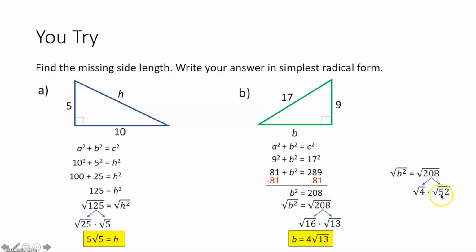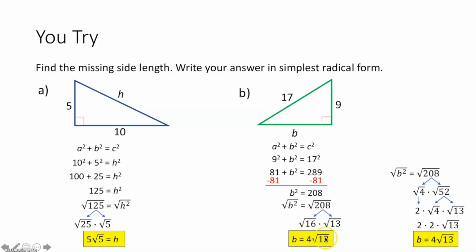But rad 52 can be broken up even further. There's a perfect square that divides into 52. What is it? It's 4. So I can break up rad 52 even further into rad 4 times rad 13. Now rad 13, there's no perfect square that goes into that, so we're done. Now here, how do I simplify this then? Well, rad 4 we know is going to be 2. And this rad 4 is also going to be 2. So we end up getting 2 times rad 13, which equals 4 rad 13.